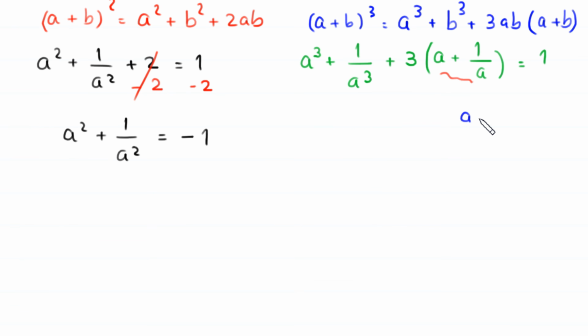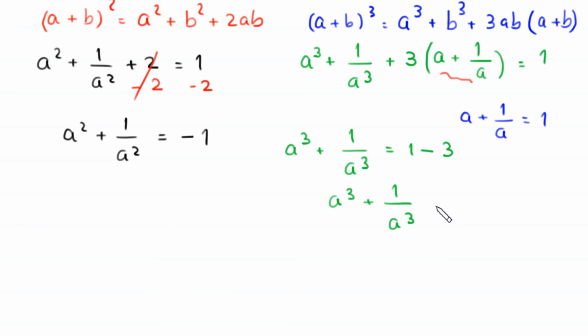Since a plus 1 over a equal to 1, this will become a cubed plus 1 over a cubed equal to 3 times 1, which is 3. We move this 3 to the right hand side. This will become 1 minus 3, and further simplify, this will become a cubed plus 1 over a cubed equal to negative 2.